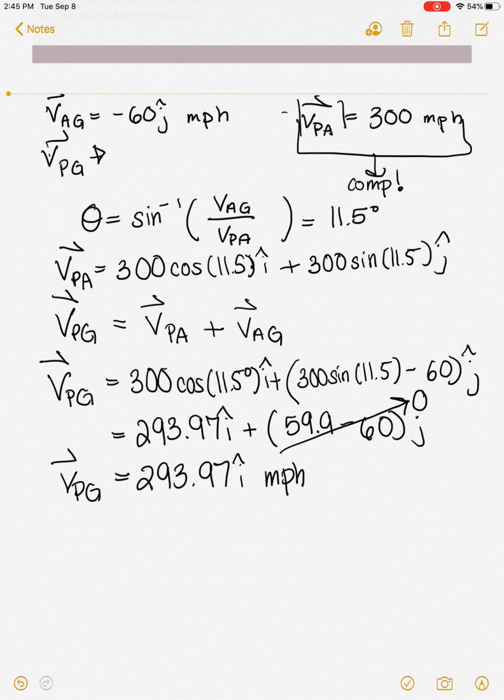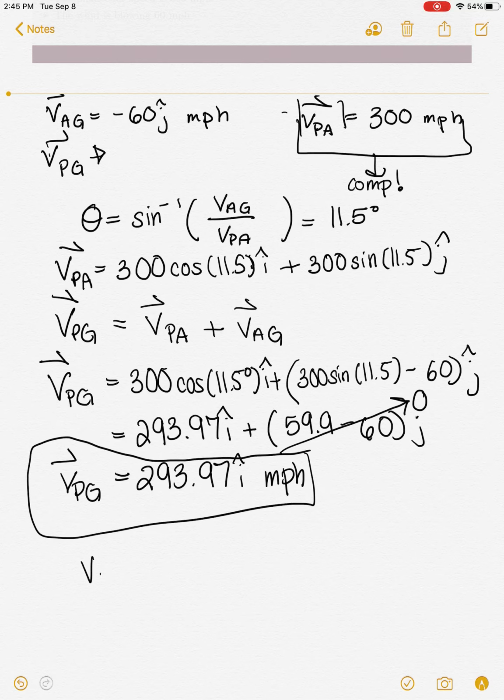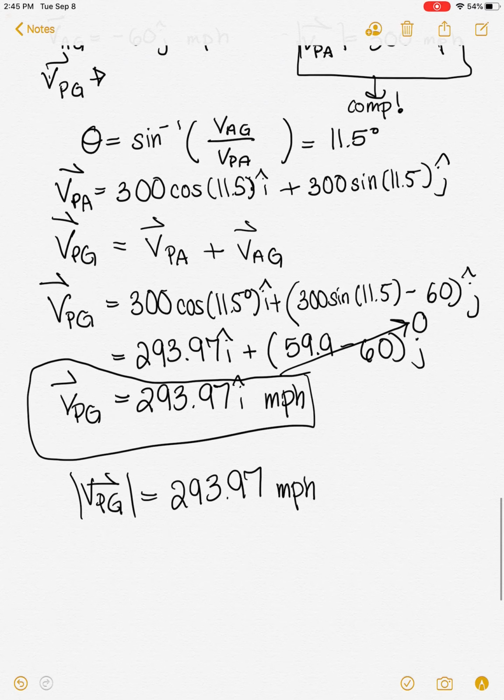And I can talk about this in terms of magnitudes. And I can say that this is my vector representation. My magnitude of VPG is just going to be 293.97 miles per hour. And then my angle is just going to be due east. So this is how we can talk about our solution.